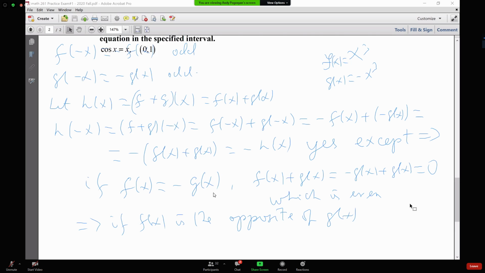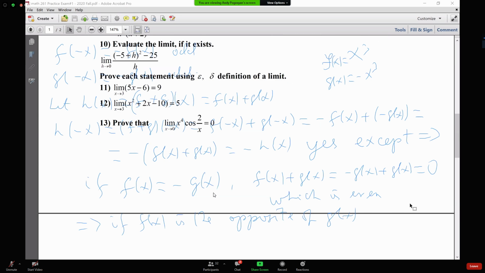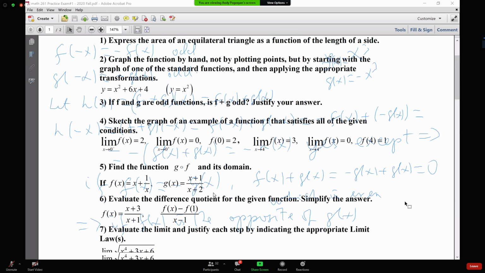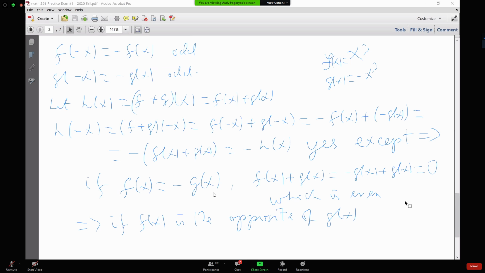Yes. No, actually it's no, because it says, is f plus g odd? Not always, right? Or you need to write an explanation. It's odd except those cases. Or it might be just no, because if there is one case where the rule is broken, that means you cannot answer yes. But the right answer probably will be yes, except if they are opposite of each other, because you need to confirm why it's not going to be always.